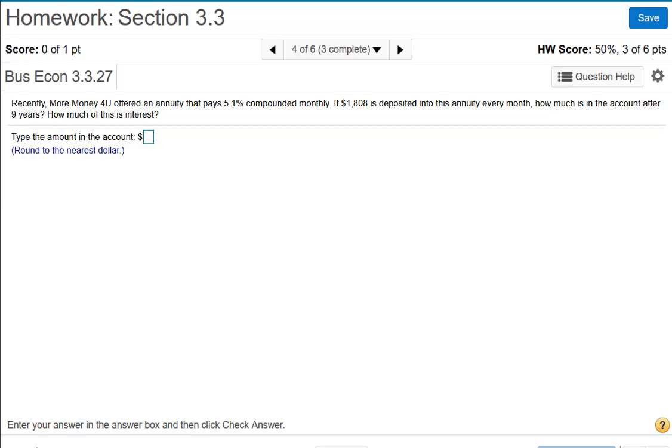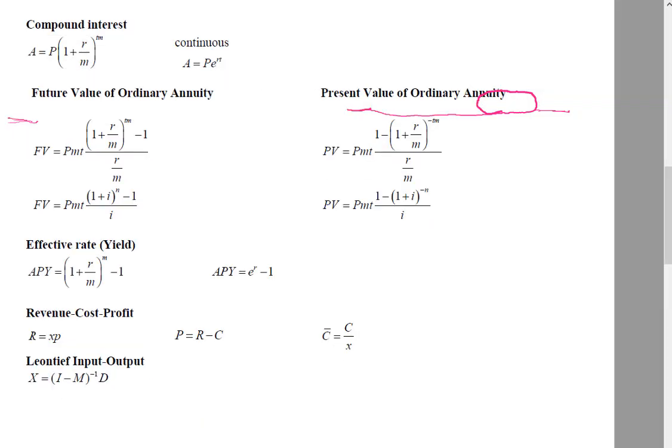Now we know we're using the future value formula, but let me remind you that here we're told that $1,808 is deposited every month. That's telling us we have an annuity, and they want to know how much will be in the account at the end of 9 years. So that tells us we're looking for the future value. Now we're going to use the other version of the future value formula, which again is on the formula sheet.